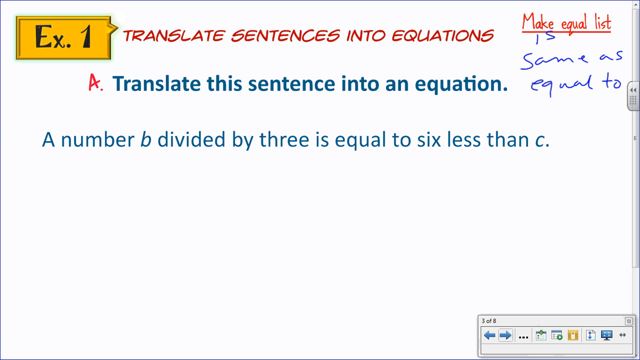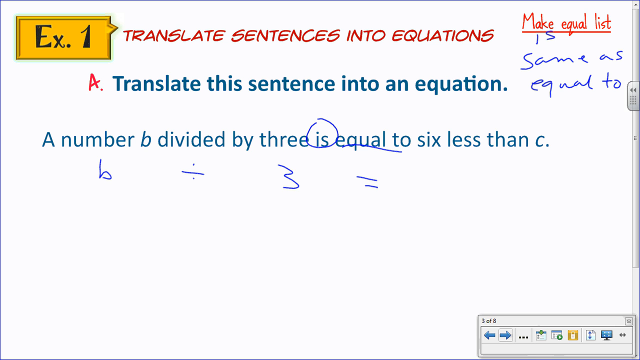When you see those words, or that verbiage, it always means an equal sign. So translate this sentence into an equation. What would I put for a number b? A lot of times you can just write it right underneath. I'm just going to put b right there. Divided, what would I put? Division sign by 3. Now here's your "is" right here, so what does that mean? It didn't even tell you. 6 less than c. Should I put the 6 after or before?